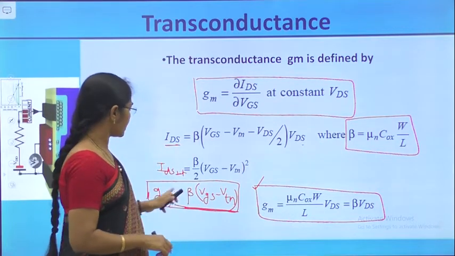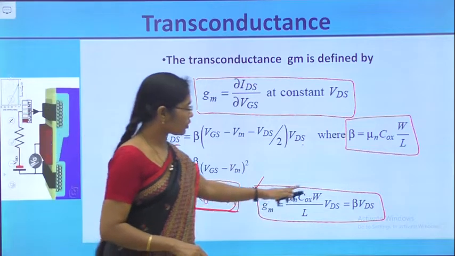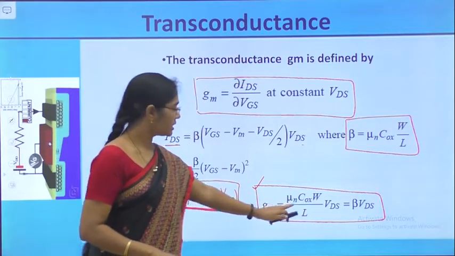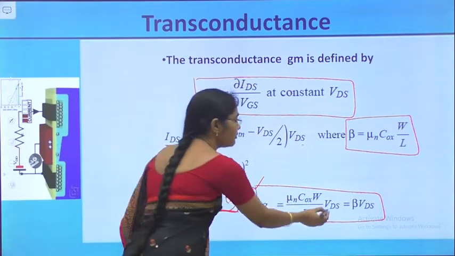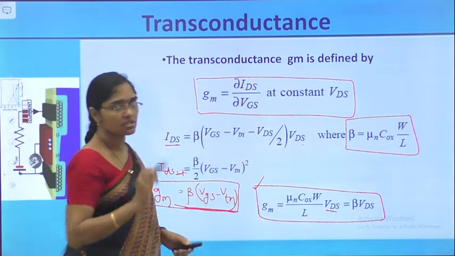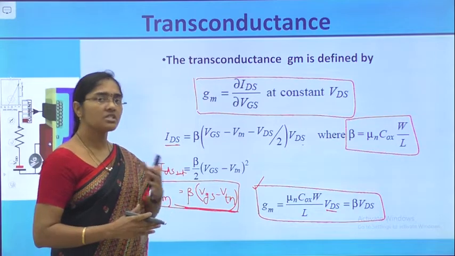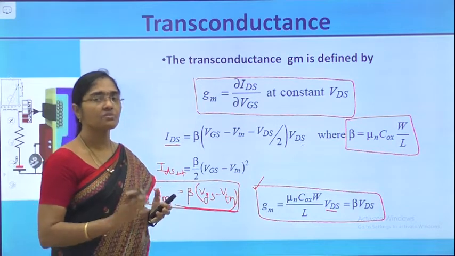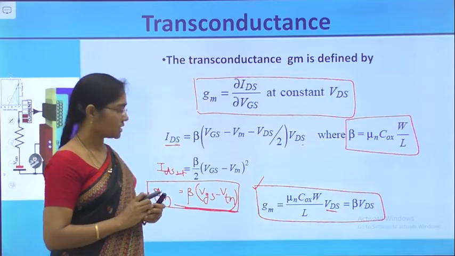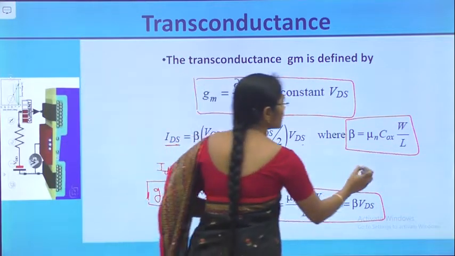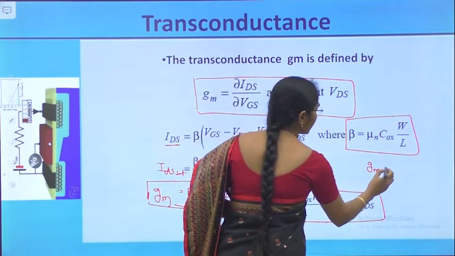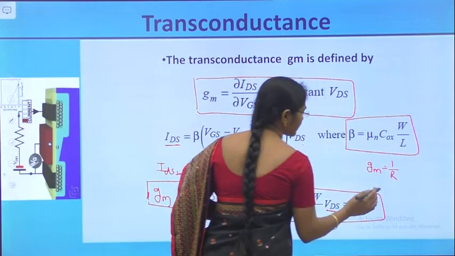So, GM transconductance depends upon what factor? Other than constants, it depends on VDS, the applied potentials. From the GM, what can we define? The speed of the transistor we can define. GM is equal to what? We said 1 by R, the inverse of R.